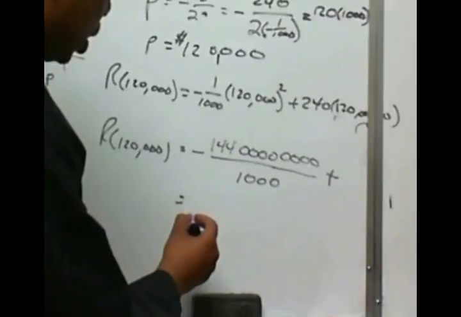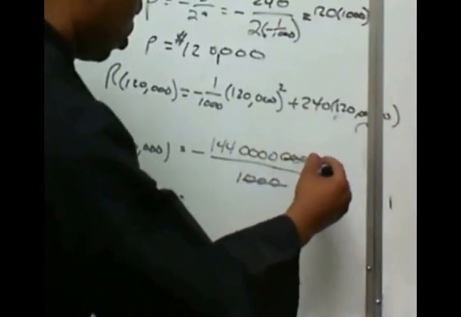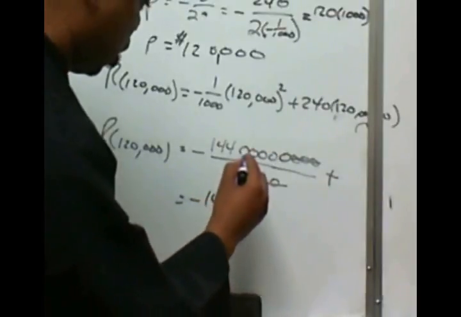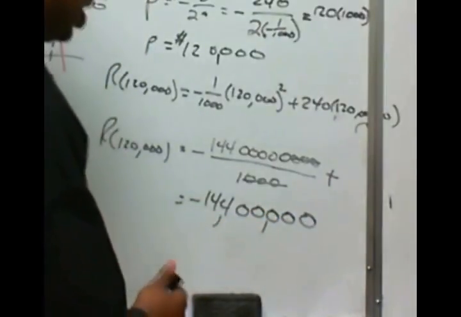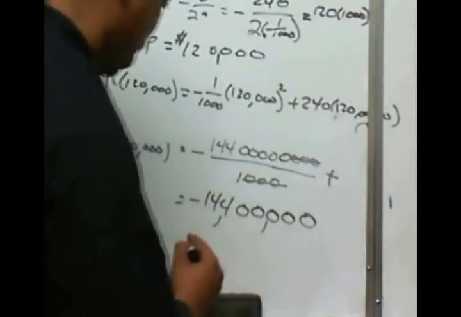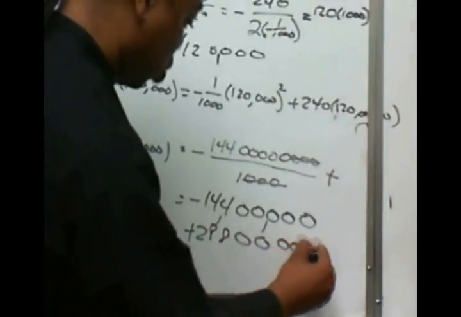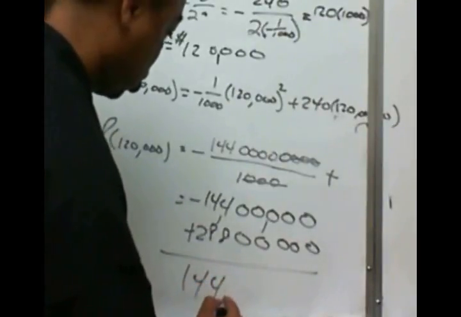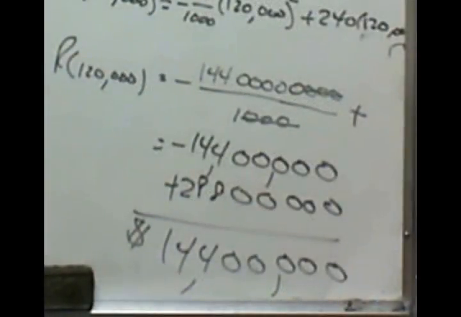This will give me a total of 3 zeros here, which will eliminate 3 zeros there. That leaves me with negative 144 and 5 zeros. Now, when I work out this other part, I'm going to get a positive 288,000,000. When I add those together, I'm going to get positive 14,400,000. Therefore, my revenue will be $14,400,000.